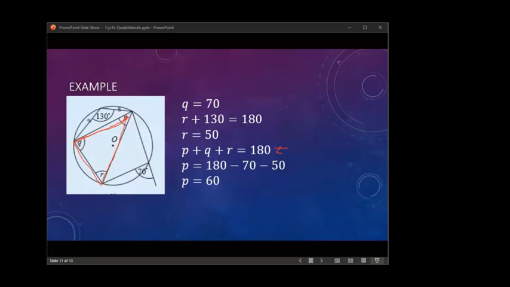I hope you get that. If you have any doubt regarding this example, you can ask now. Okay, I hope not. So we can move on.